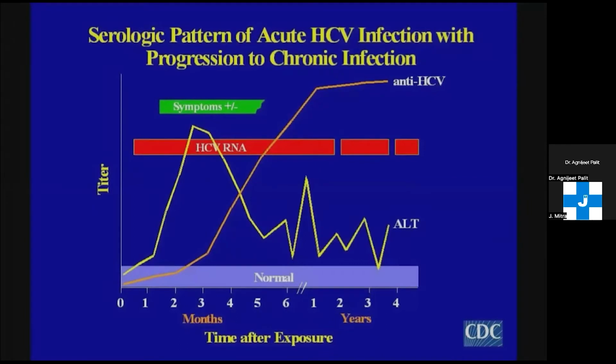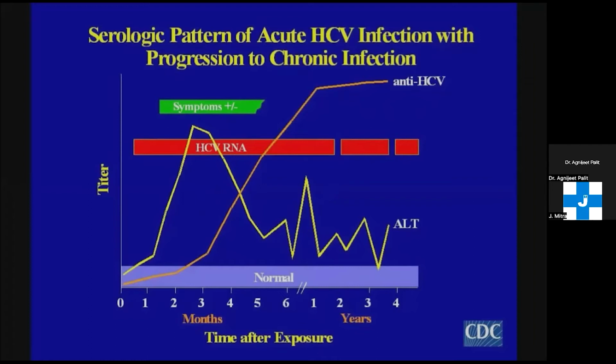If you see the serologic pattern for acute HCV infection where it progresses to chronic infection, which is the majority of the cases, we can see that even after 6 months the HCV RNA still persists. There are fluctuating levels of the aminotransferase enzyme. Anti-HCV remains detectable throughout in the blood except in immunocompromised patients, and the patient may have symptoms, plus or minus, for a variable period of time. This is the most common pattern observed in HCV infection.